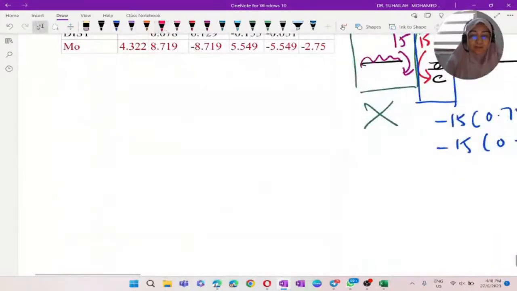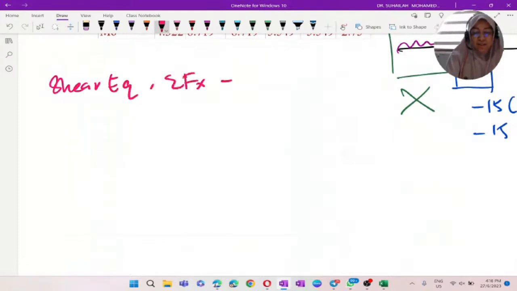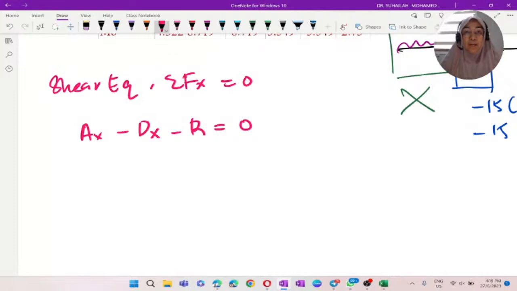So I rewrite again here. For the shear equation, total Fx is equal to zero. We have to draw the horizontal reactions Ax and Dx in the diagram, and we write the equation as Ax minus Dx minus R is equal to 0. Now our task is to determine the values of AX and DX. Then only can we get the R value, the restraining force.